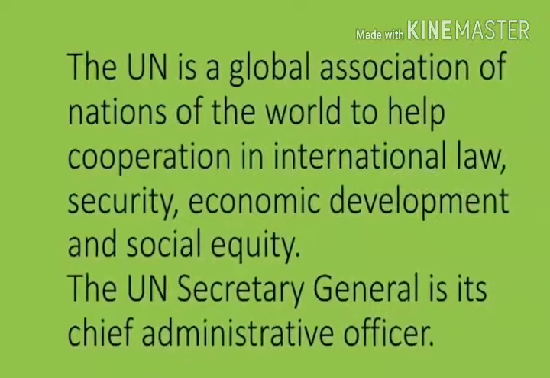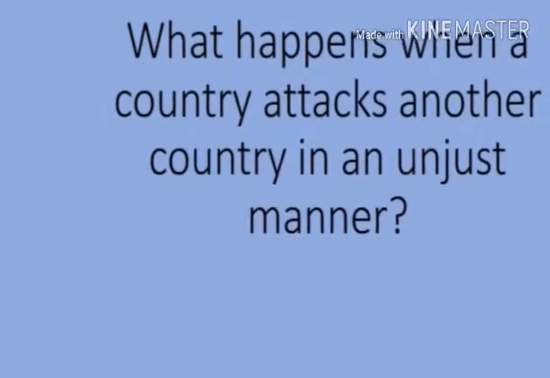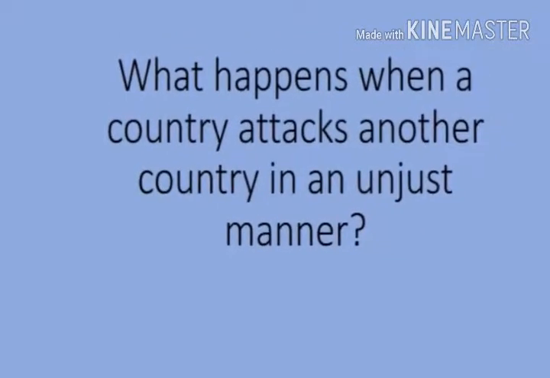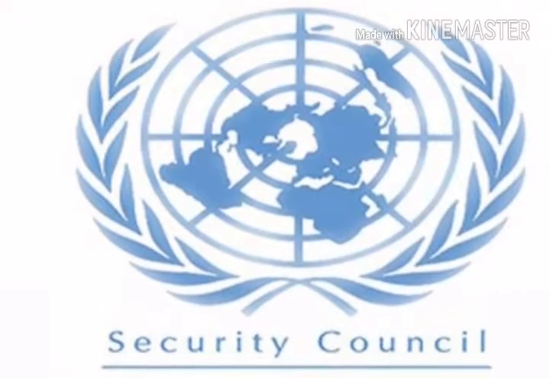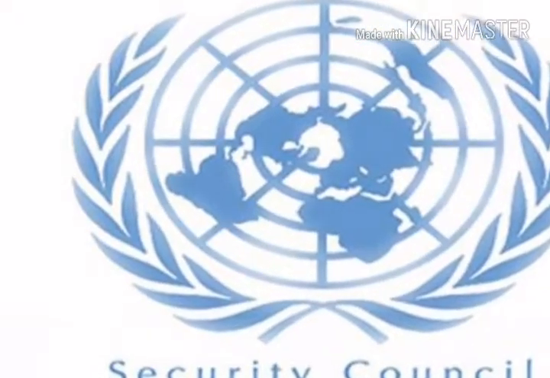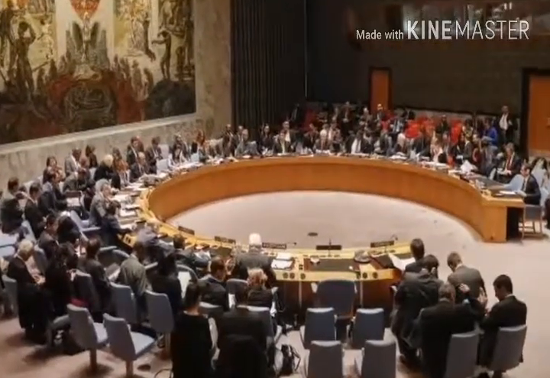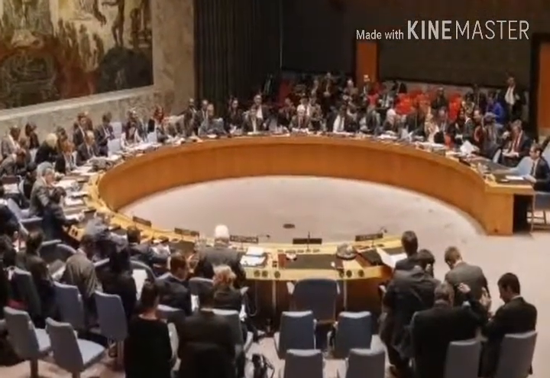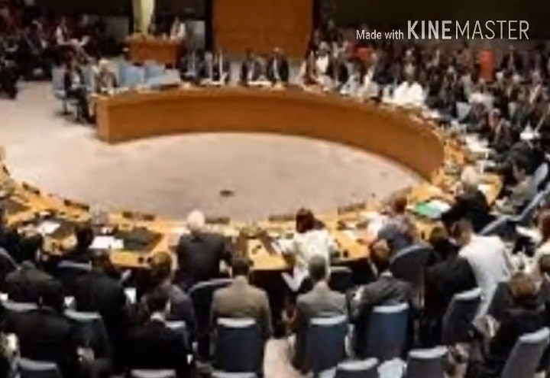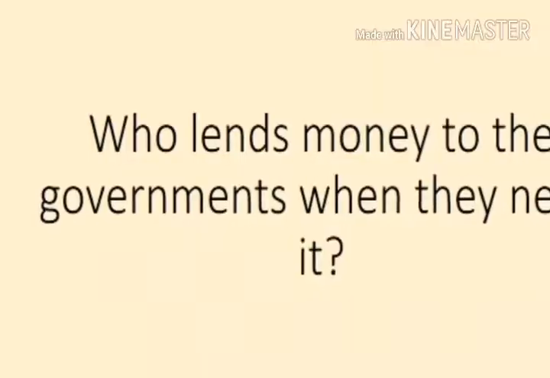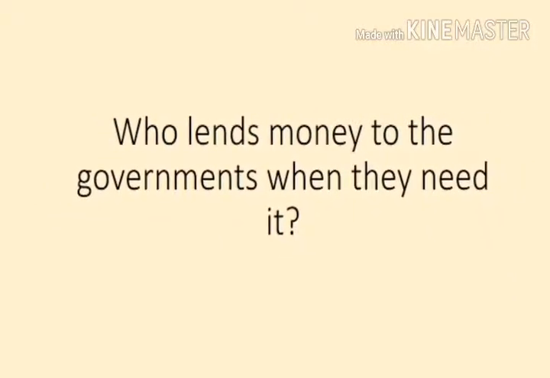And next student, we raise a question: what happens when a country attacks another country in an unjust manner? So student, the UN Security Council is an organ of the UN and it is responsible for maintaining peace and security among the countries. It can put together an international army and take action against the wrongdoers. Next, we can raise the question: who lends money to the government when they need it?